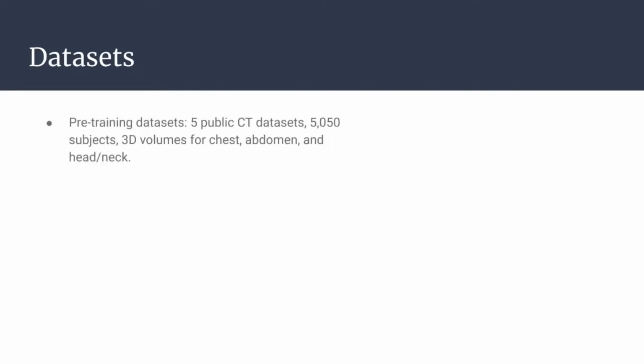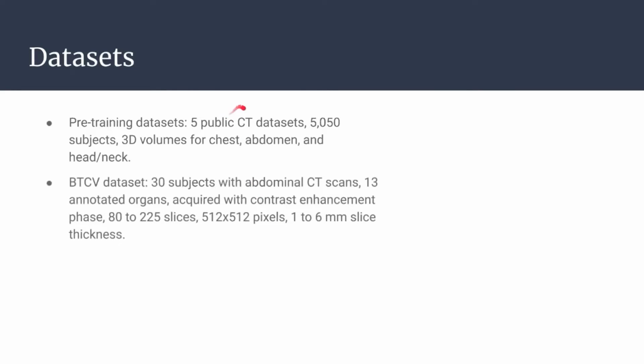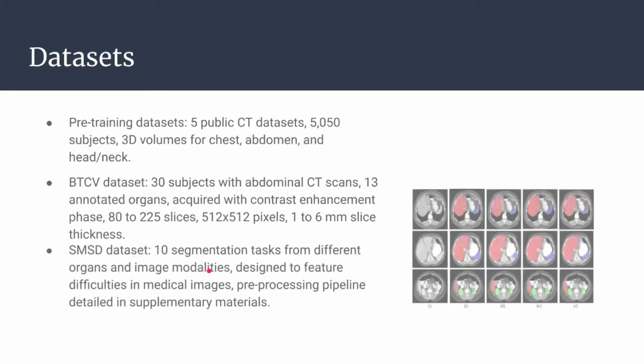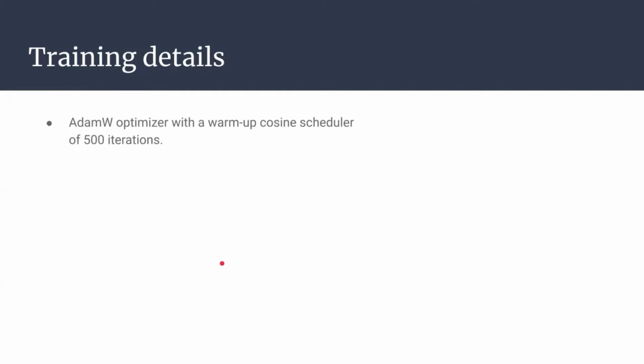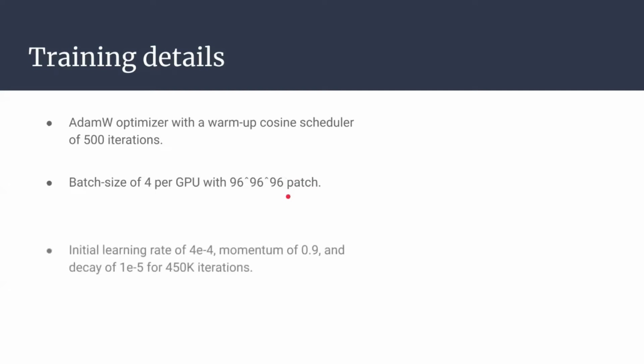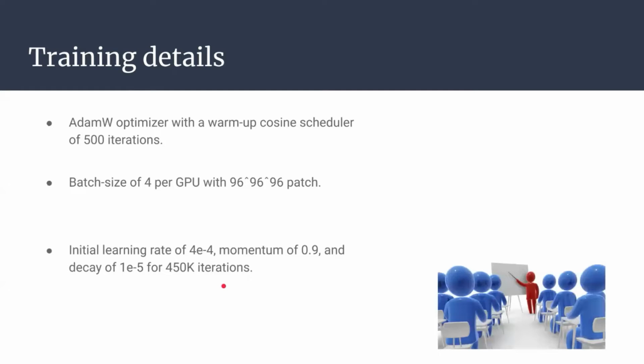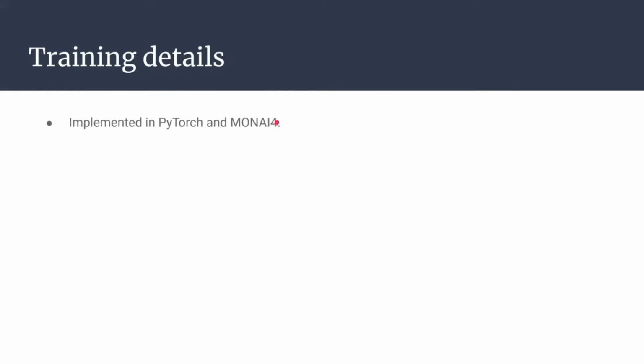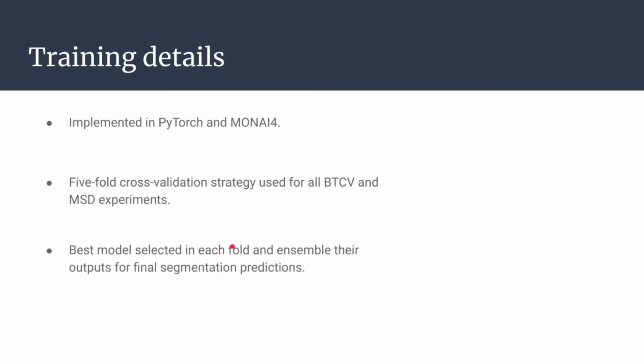They have their experiments. They use pre-training datasets, 5 public datasets, with 50 subjects, 3D volumes for chest, abdomen, and head and neck, and then they use the BTCV dataset, and they have the MSD dataset. For training details, they use the Adam optimizer with a warm-up cosine scheduler with 500 iterations, batch size 4 per GPU with 96 by 96 by 96 crops. The initial learning rate, momentum, and decay rate are set for 450K iterations. It is implemented in PyTorch and MONAI. 5-fold cross-validation strategies are used for BTCV and MSD experiments. The best model is selected in each fold and their outputs are ensembled for final segmentation predictions.